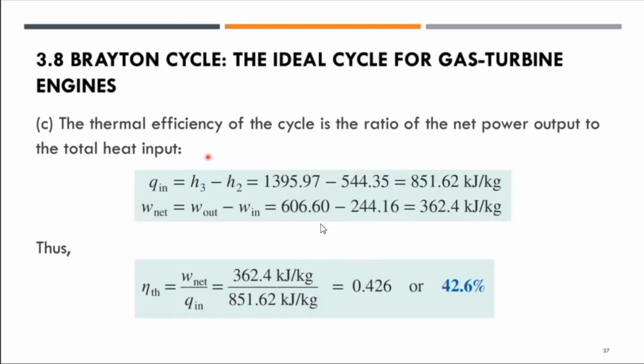The next one is the thermal efficiency of the cycle, which is the ratio of the net work output to the total heat input. You already have all the values. You will get Q in to be 851.62 kilojoules per kilogram, and the net work is 362.4 kilojoules per kilogram. Then you can work out the thermal efficiency of the gas turbine engine to be 42.6%.